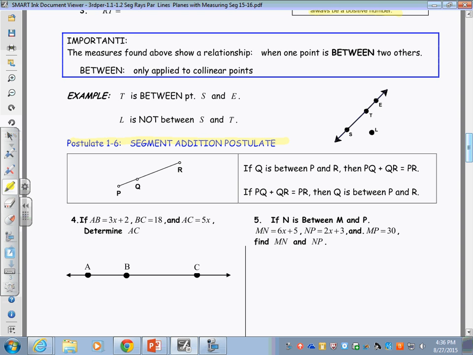The key thing with segment addition is we've got to have a point between 2 other points, but all 3 points are collinear. So you know the example they said, if Q is between P and R, then I can take the parts PQ plus the part QR and get the whole PR. And same thing, if PQ plus QR equals PR, then I know Q is between. The key part to this, whenever you see between, you're going to be doing segment addition. So every time I see between, I'm going to be adding when I see that word.